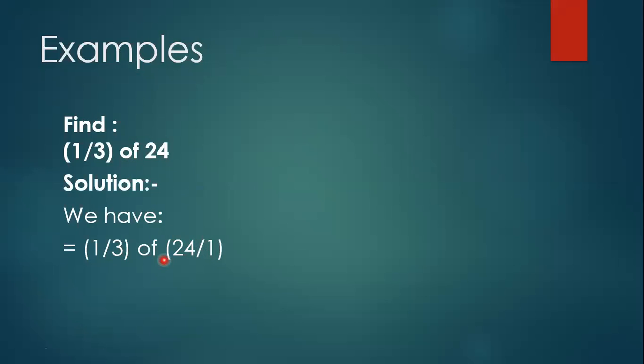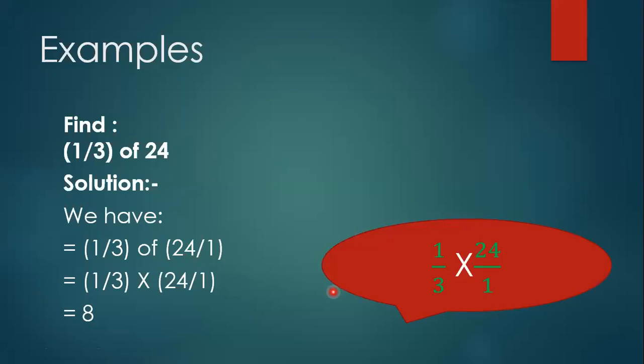Alright, we have 1 by 3 of 24 by 1. Now 1 by 3 of becomes multiplication. So 1 by 3 multiplied by 24 by 1. Children, here you see 3 and 24 get cancelled with each other. 24 comes in the table of 3 how many times? It comes 8 times. So we are left with 8 by 1, which is nothing but 8. I hope this is clear to you, children.